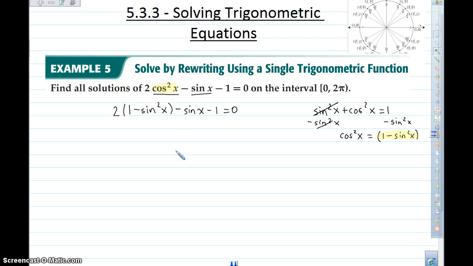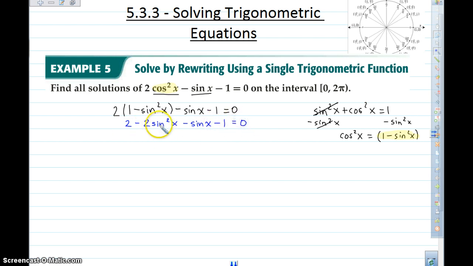And now this is just like the problems that we were doing in the previous lesson in 5.3.2. We have a squared sine and a regular sine, and so we're going to have to try to factor this at some point. But there's a lot of simplification I need to do before then, so let's go ahead and simplify this. I'm going to distribute the 2 to make this 2 minus 2 sine squared x minus the sine x minus 1.